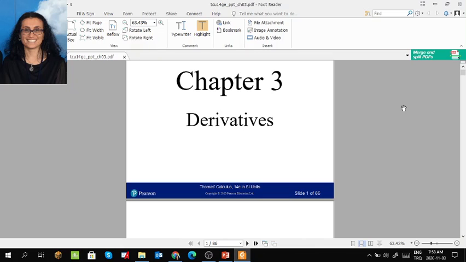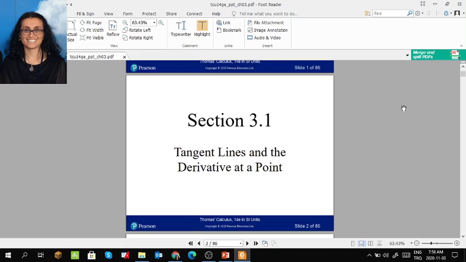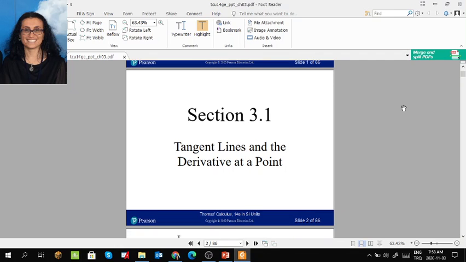In this section, we are going to be talking about derivatives, chapter 3. We are going to start with the definition of the derivatives, and we will see the shortcuts afterwards. Section 3.1 is about the definition of the derivative and related applications, such as tangent lines, derivative at a point.